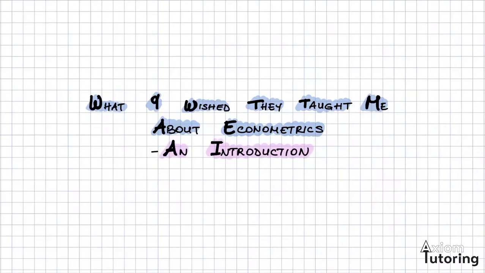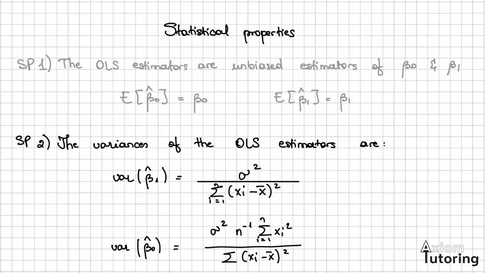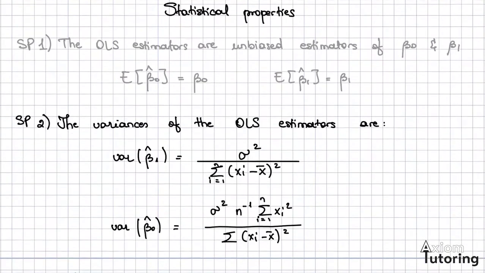In this video, we're going to move to the second statistical property, the one that gives us the actual expression for the variances of the OLS estimators. Now, these two formulas that you see right here might at the beginning sound a little bit too difficult to remember, but ultimately you will have to remember, especially the formula for the variance of the beta 1 of the slope.